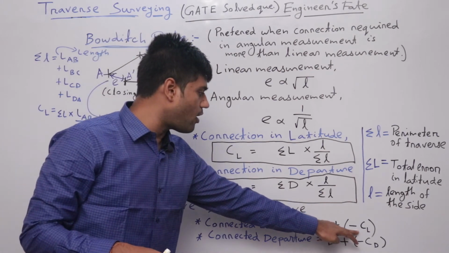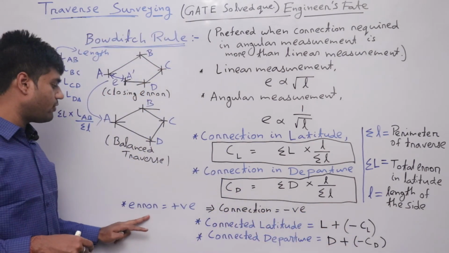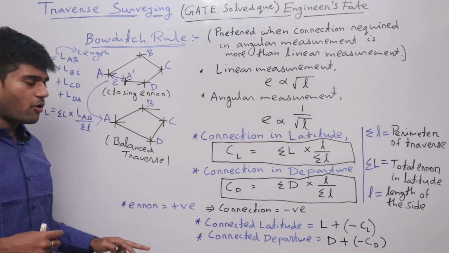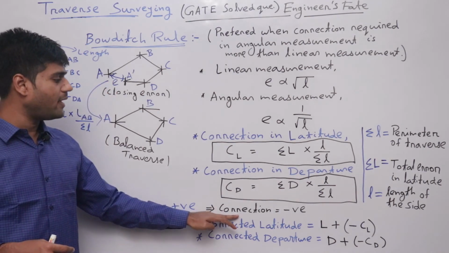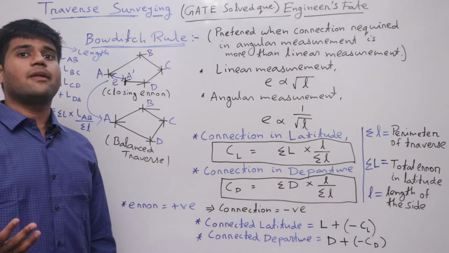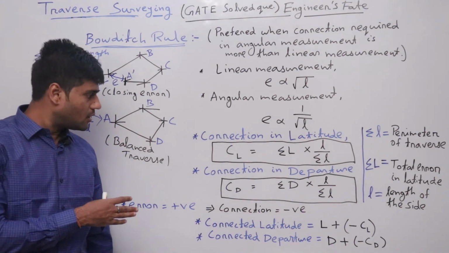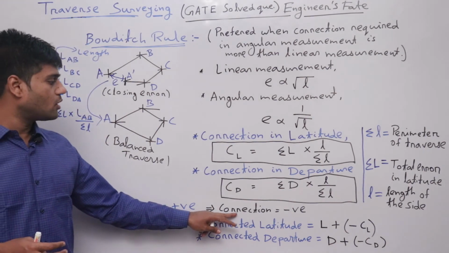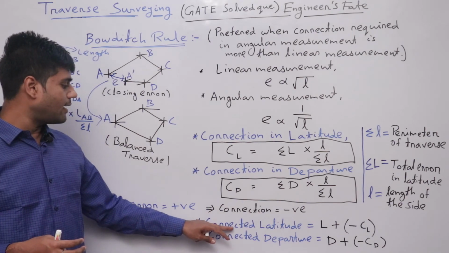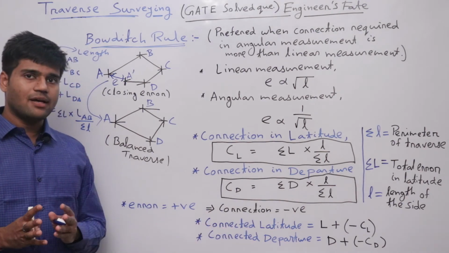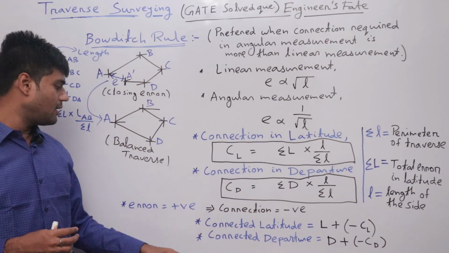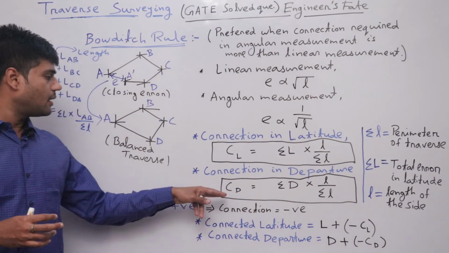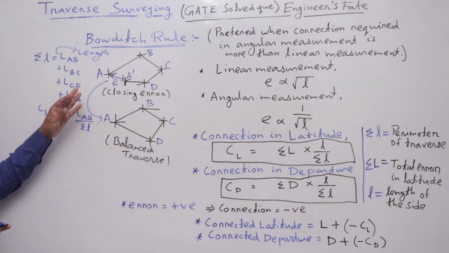Then you can find the corrected latitude as L plus negative of this correction. Why negative of this correction? We know that if the error is positive, this is a closing error with a positive value, so the correction will always be negative. In the previous video also I told you this same thing. If the error is positive, the correction will be negative. So my corrected latitude will be L plus negative of this correction, and corrected departure will be D plus negative of this correction.